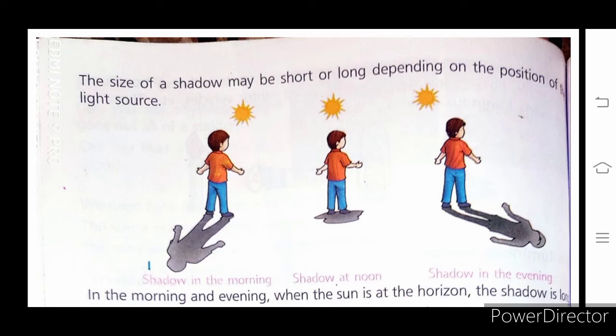But at noon time, when the sun is overhead, that time the shadow is short. In the middle picture, this is the afternoon time and the shadow is very short as compared to the morning and evening shadow. Okay children, so from this we come to know that in the morning and evening time the shadow is long and at afternoon time the shadow is short. So here, children, we are completing shadow.